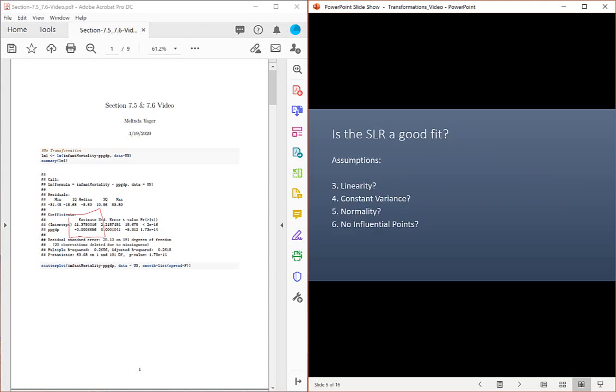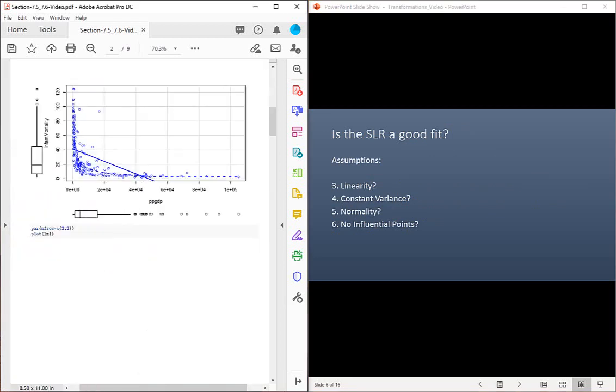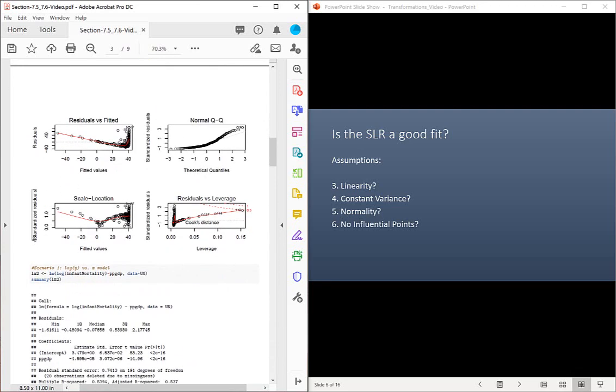Is this simple linear regression model a good fit? Let's look at the diagnostic plots for this study. When checking linearity, we'll look at both the scatter plot and the residual versus fitted plot. We can see a very curvilinear pattern to our data on the scatter plot and the residuals versus fitted plot. These show evidence of a violation of linearity.